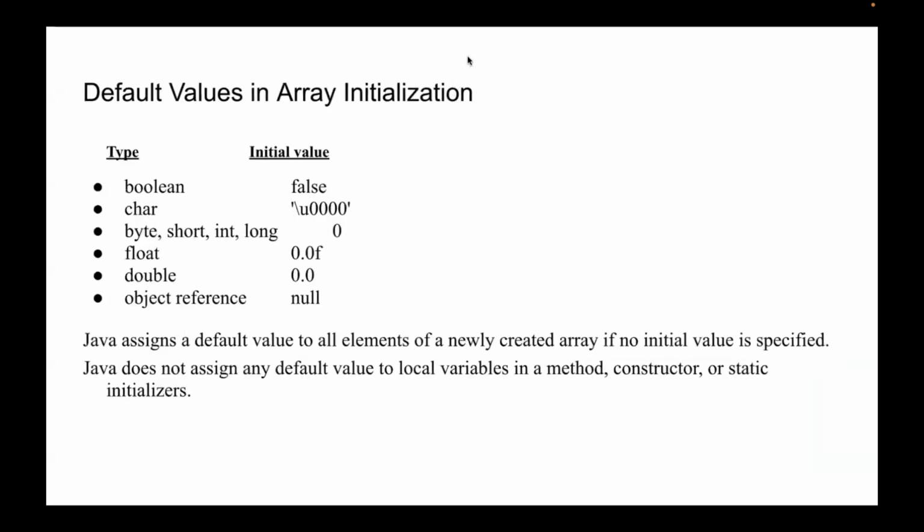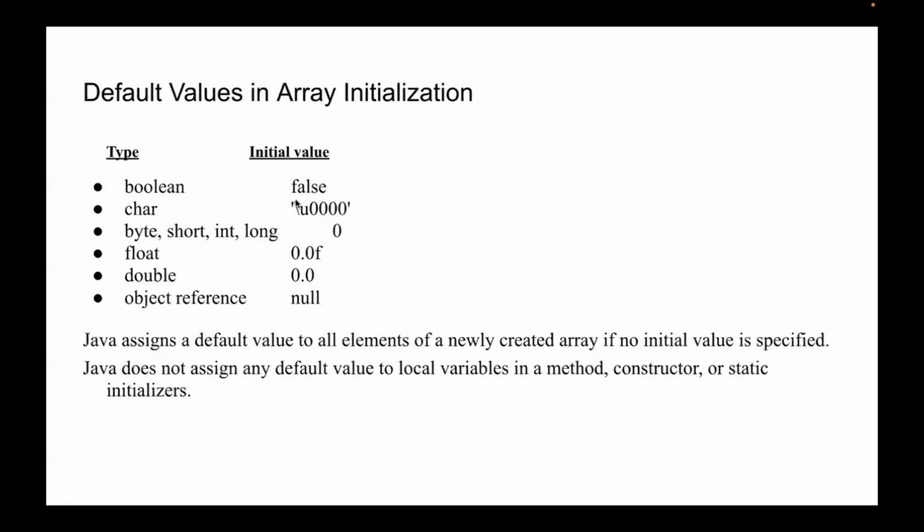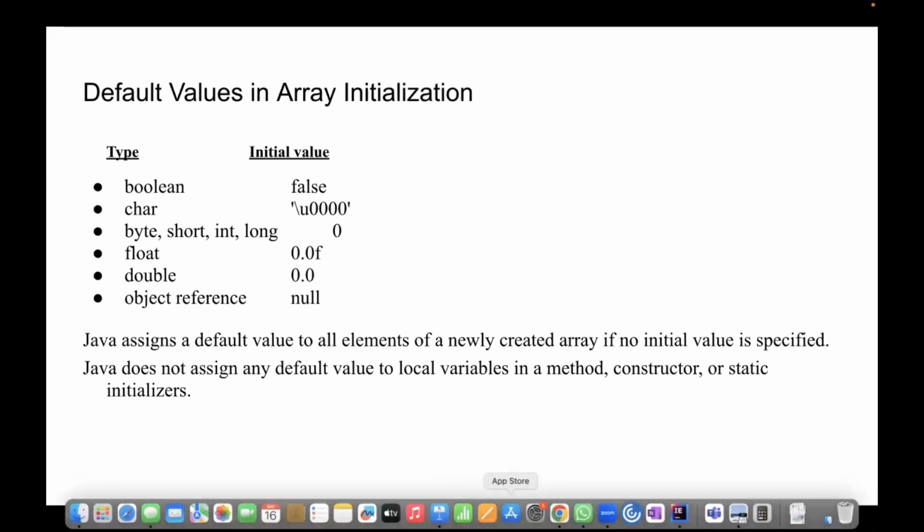So see, now default values in array initialization. We had seen this while we were going through the data types, right? So what is the default value of each data type? For Boolean, this is false. For char, this is Unicode 0000. For byte, short, int, long, this is 0. For float, this is 0.0f. For double, this is 0.0. For object reference, it is null.